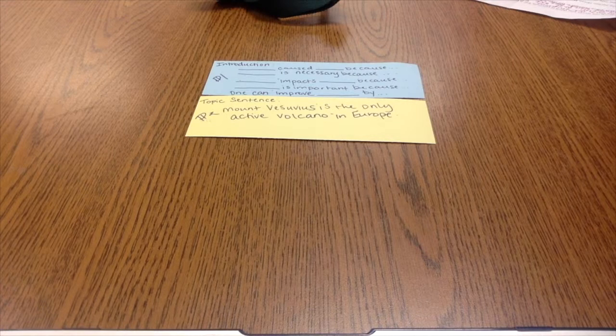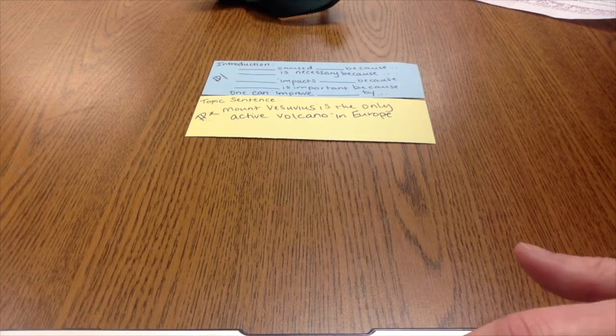So since my 2 categories that I organized my research into were about Mount Vesuvius and Pompeii, my first topic sentence is going to be: Mount Vesuvius is the only active volcano in Europe. Notice I'm the expert. This is a sentence. It does not refer to me, and it is about just what my paragraph is going to be about, which is Mount Vesuvius. Go ahead and write your topic sentence now.